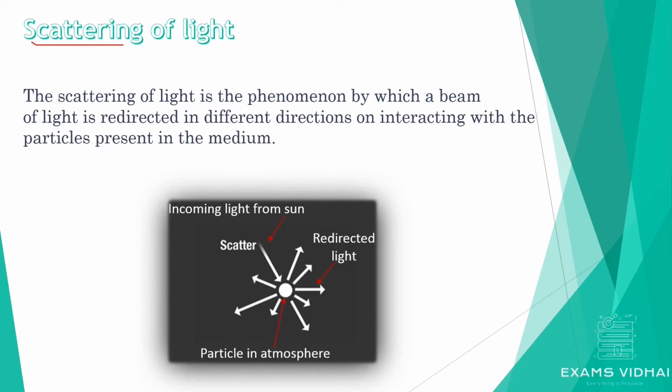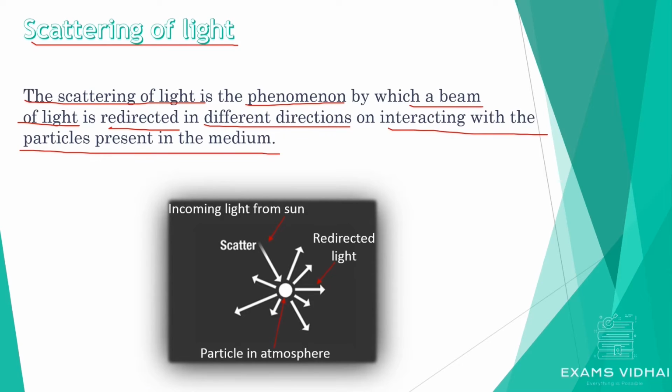What is scattering of light? The scattering of light is the phenomenon by which a beam of light is redirected in different directions on interacting with the particles present in the medium. So as the name suggests, scattering means getting scattered. When a ray of light is made to fall on a particle, here the particle is also called a scatterer. When the ray of light falls on the particle, it gets redirected in different directions, and this is what is called scattering.